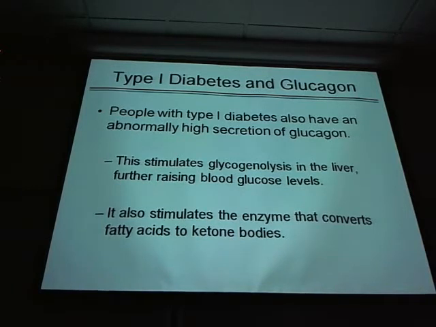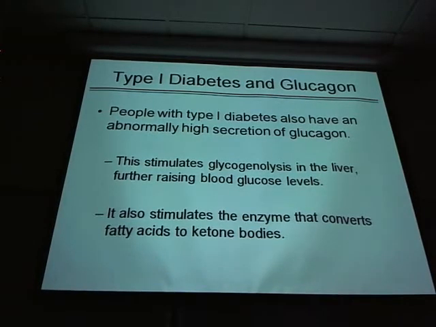Type 1 diabetes has an abnormally high secretion of glucagon. Why? Because that's got glucose in there. If you've got glycogen in your muscles, it can be broken down. It doesn't need insulin. It can be broken down into glucose. It's using the glucagon to break down any glycogen you've got, to get your blood sugar up. Enzyme converts fatty acids to ketone bodies. That's all part of the Krebs cycle.